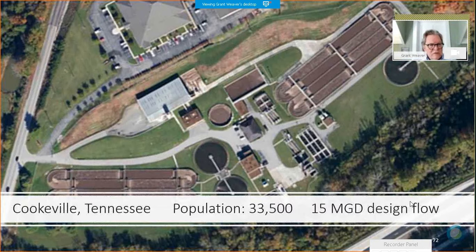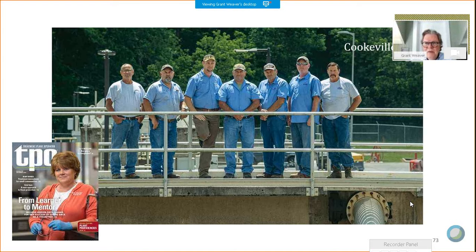So I'm going to start with Cookeville. Cookeville is a pretty good size treatment plant. Got 4 great big oxidation ditches, one of which is hidden underneath that little banner. We'll pull it out from under that in a second. Cookeville was featured in the December TPO magazine. Here's a picture of the staff.